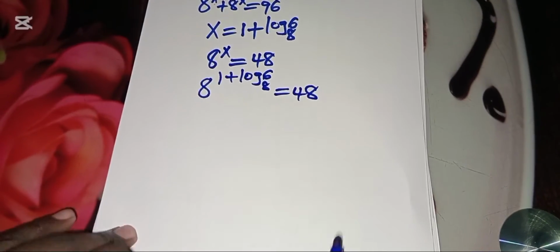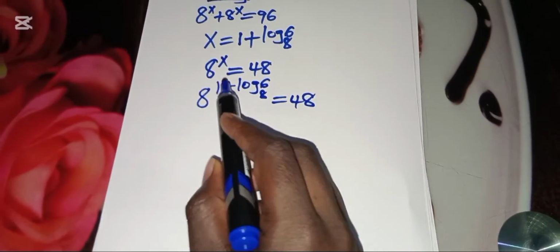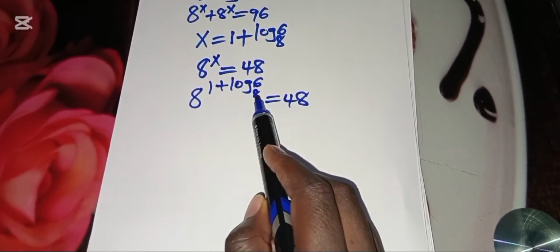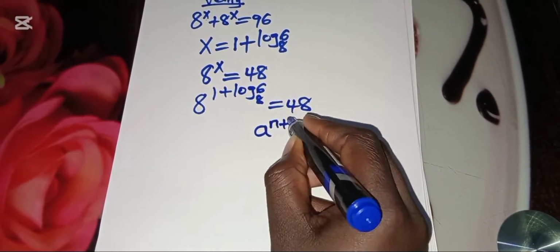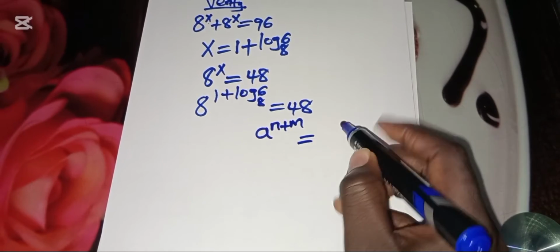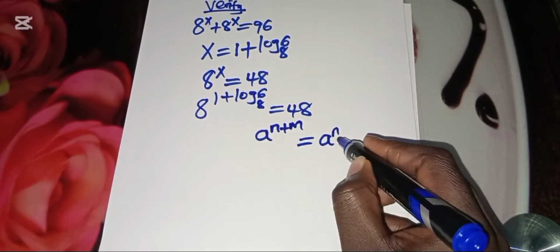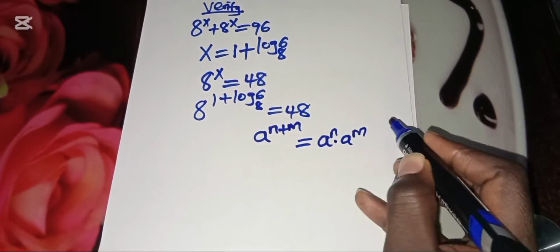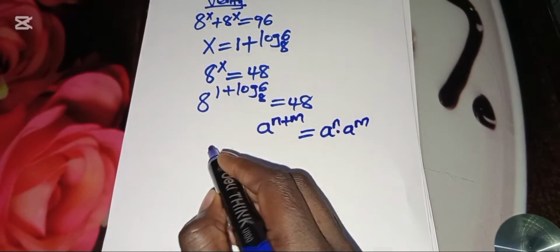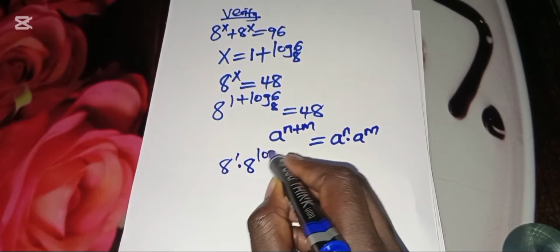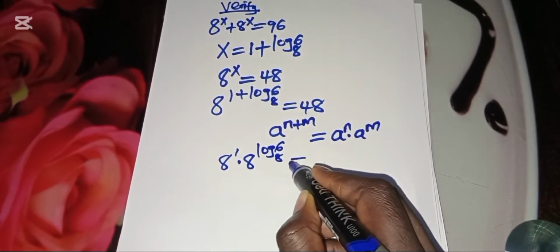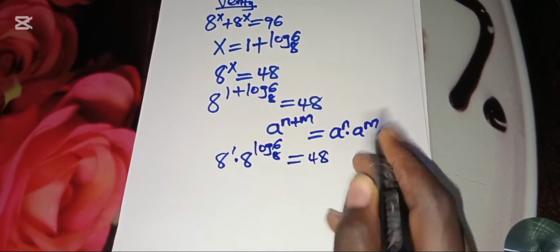Now, as you can see, 8 raised to power 1 plus log 6 to base 8 is in the form of a raised to power n plus m, which we can express as a raised to power n multiplied by a raised to power m. So that we're going to have 8 raised to power 1 multiplied by 8 raised to power log 6 to base 8, which is supposed to give us a value of 48.